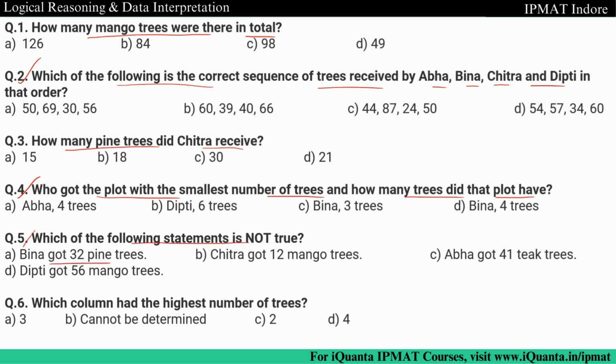Beena got 32 pine trees, Chitra got 12 mango trees. So again, this is regarding the number of trees that each daughter is getting. Lastly, which column had the highest number of trees? So that means we have to take into account all the clues given. We need to find out the number of trees with each daughter, the number of trees in every plot, in every column, in every row. And if we have that, we can easily answer all these questions, right? So let us go back. We'll read all the clues one by one and then we'll solve to find out the needed information.